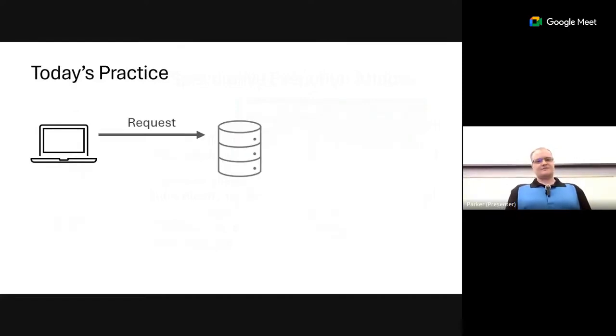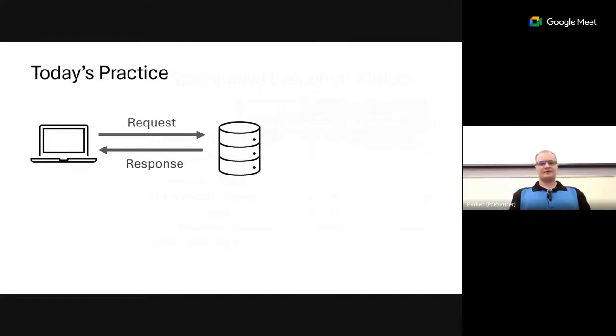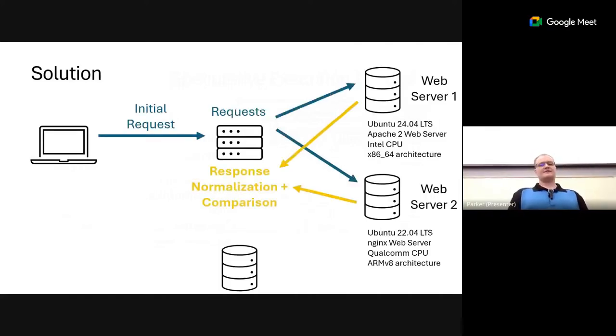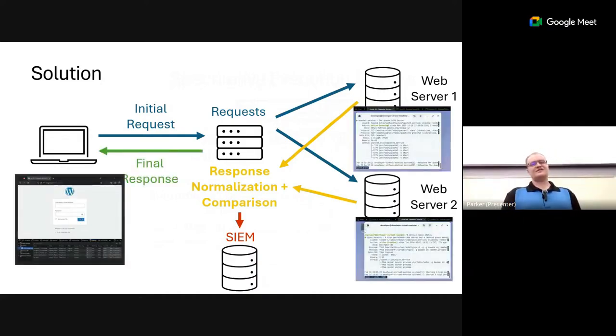So today's practice is a simple request response. Instead, what we're moving to here is to send the request to 2 separate web servers, then normalize and compare the responses. If they don't match up, we can send a high fidelity alert to the SIEM. Normally these responses should always be the same, so we know that a successful exploit was attempted against us rather than something general that might not apply to our environment. And this is an example of it working with WordPress.